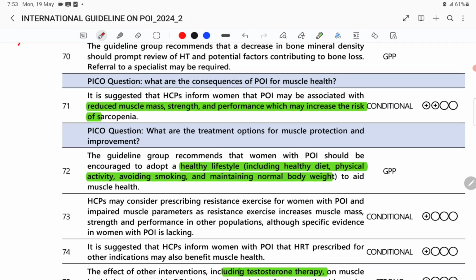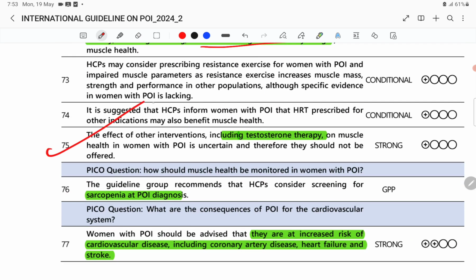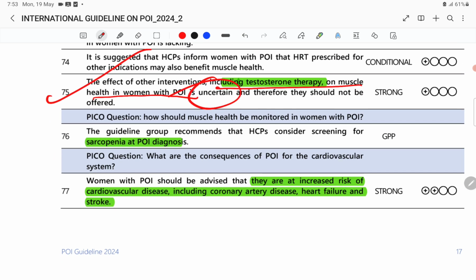Then it says there is reduced muscle mass and strength. Performing exercise and healthy lifestyle, I already talked about this. The effect of other interventions, including testosterone therapy, on muscle health in women is uncertain. How should muscle health be assessed? The group recommends that screening for sarcopenia should be considered at diagnosis.